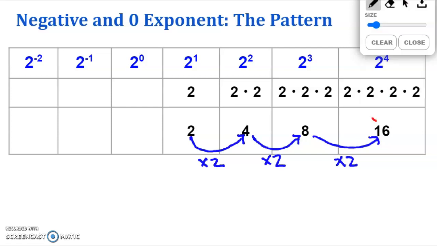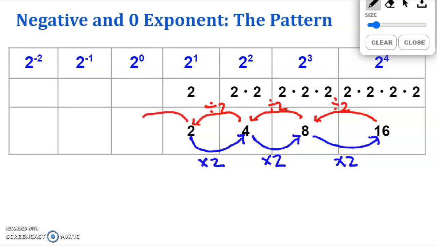So then let's try going the opposite direction. What do you think happened to 16 to get to 8, 8 to get to 4, and 4 to get to 2? What is the opposite of multiplying by 2? It's dividing by 2. Multiplication and division are inverse operations. They undo each other. So 16 divided by 2 is 8, 8 divided by 2 is 4, 4 divided by 2 is 2.